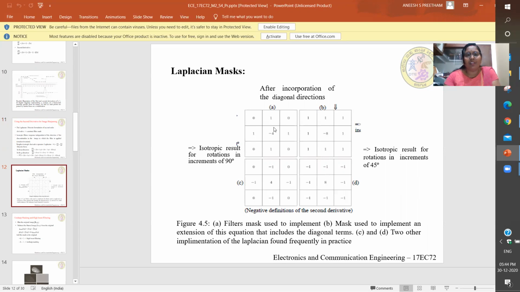So here figure A shows an isotropic result for rotations in increments of 90 degrees. Figure B is an isotropic result for rotations in increments of 45 degrees, and C and D are two other implementations of the Laplacian found frequently in practice. Both C and D give a negative definition of the second derivative.